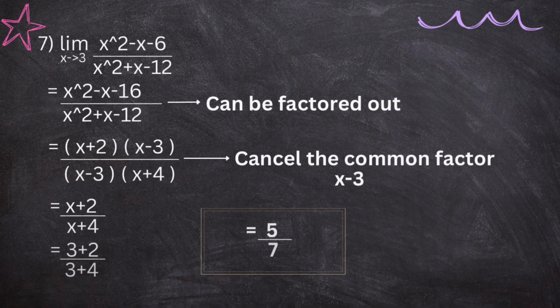And we would get x plus 2 over x plus 4. And now, let's substitute the given value of x, which is 3, to all the variable x we have in the given, and it would be 3 plus 2 over 3 plus 4. And now, let's simplify it. 3 plus 2 is equal to 5. 3 plus 4 is equal to 7. Therefore, the limit of x squared minus x minus 6 over x squared plus x minus 12 as x approaches 3 is equal to 5 over 7.